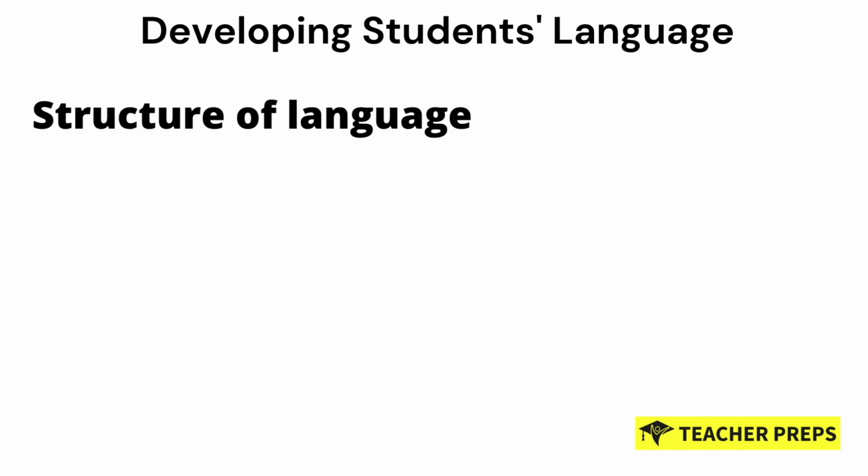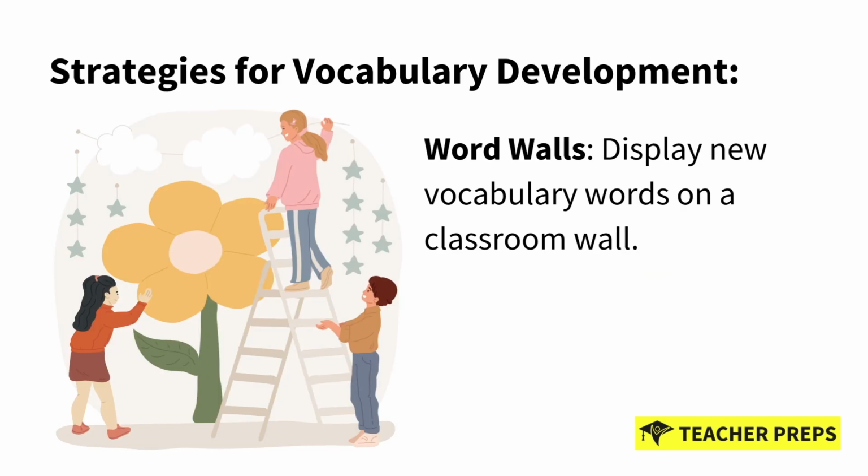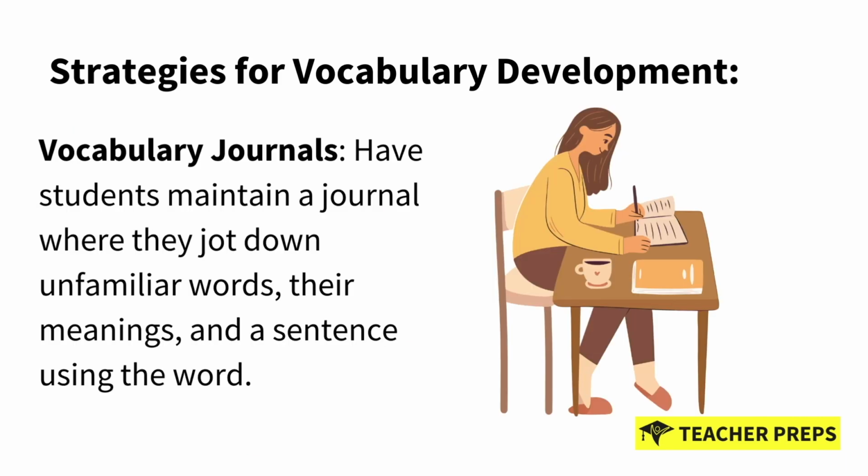Also, don't forget about the structure of language. Sentence combining, which focuses on improving students' sentence structure, happens when a student is taught to recognize common sentence patterns, often using a grammar point. Let's have a look at a specific example. Word walls. Display new vocabulary words on a classroom wall. Update these regularly and encourage students to use the words in their writing.